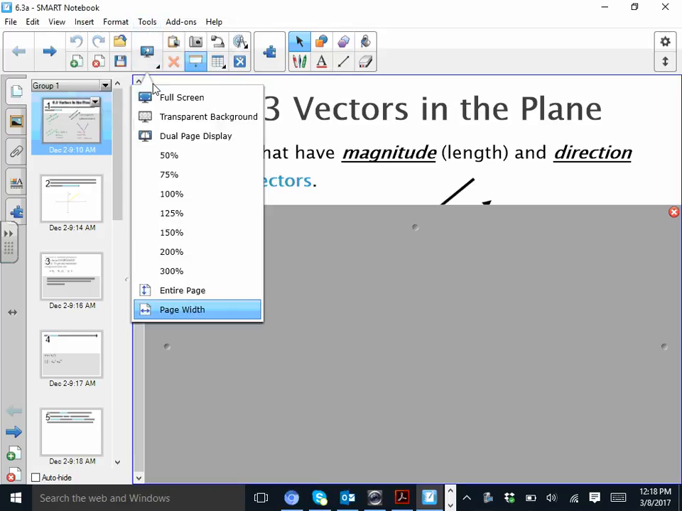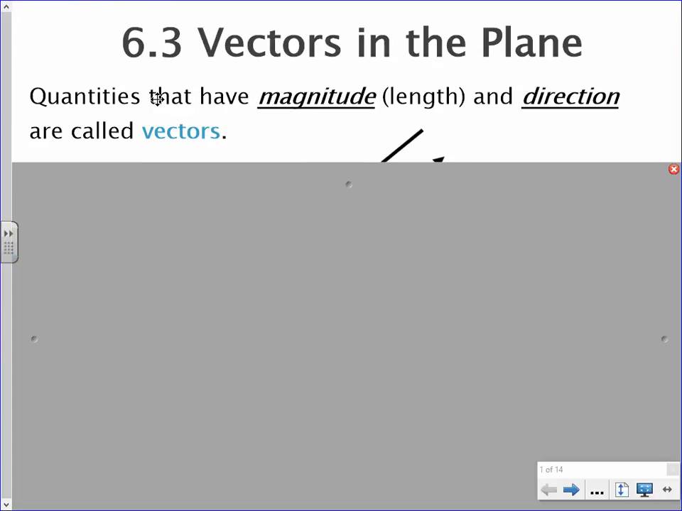Thank you to our villain vector. He told you that vectors are quantities that have magnitude and direction. Magnitude describes the length of our vector. Direction, self-explanatory. Since we are in our trigonometry unit, what do you think we're going to use to describe direction?